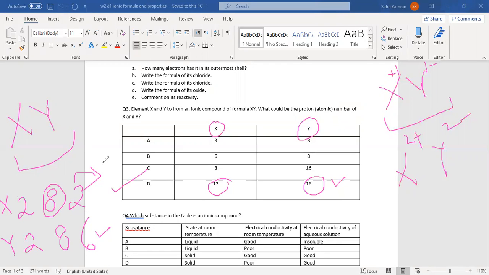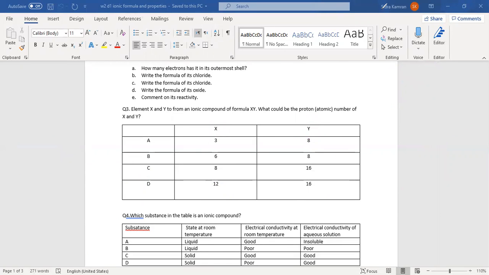So X will lose its 2 electrons and become 2 plus, and Y will take these 2 electrons and become 2 minus. In this way, both have the same valencies, so they combine with each other as a single atom. X will donate its 2 electrons and Y gains those 2 electrons. So option C is the answer. You have to check all these options A, B, C. Check their electronic configuration in shells and then compare whether they can make a bond as a single atom or not. Next question is question number 4.